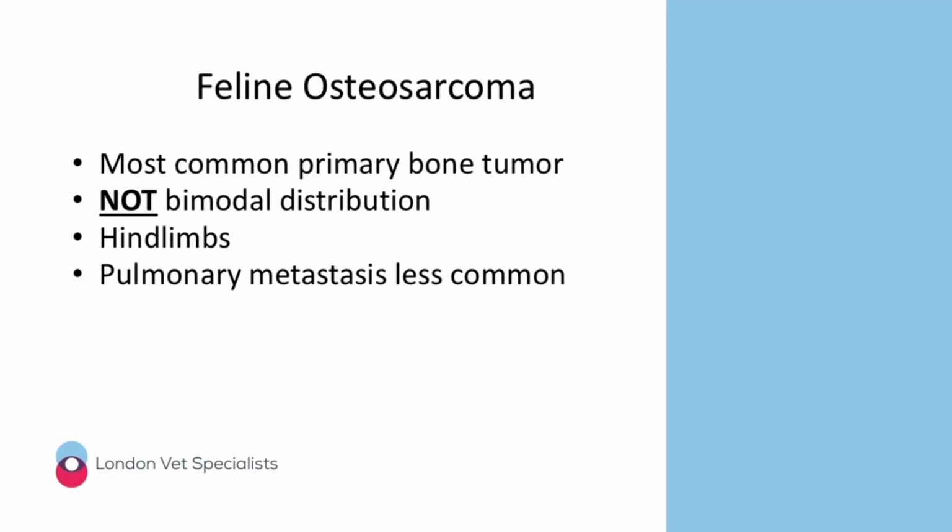So still most common primary bone tumor in cats. You're more likely to see it in older cats, so it doesn't have a bimodal distribution like canine osteosarcoma. You're more likely to see it affecting the hind limbs in cats, and you're less likely to see pulmonary metastasis in a cat that has osteosarcoma.